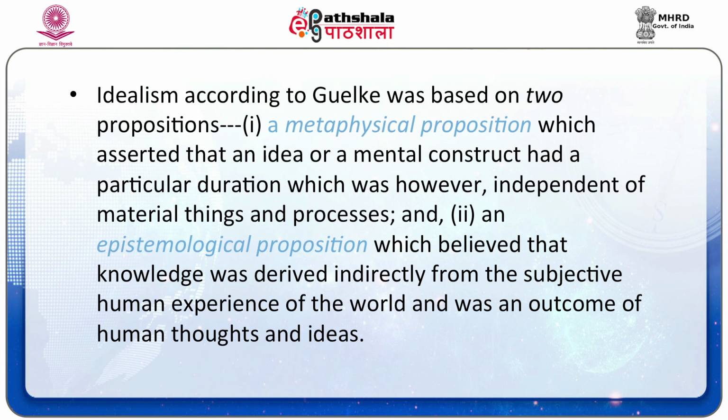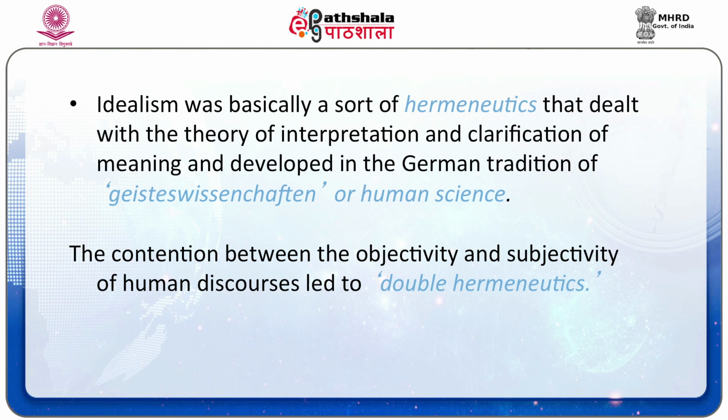Idealism, according to Guelke, was based on two propositions: a metaphysical proposition which asserted that an idea or a mental construct had a particular duration which was, however, independent of material things and processes, and an epistemological proposition which believed that knowledge was derived indirectly from the subjective human experience of the world and was an outcome of human thoughts and ideas. Idealism was basically a sort of hermeneutics that dealt with the theory of interpretation and clarification of meaning and was developed in the German tradition of human science. The connection between the objectivity and subjectivity of human discourses led to what may be called double hermeneutics.